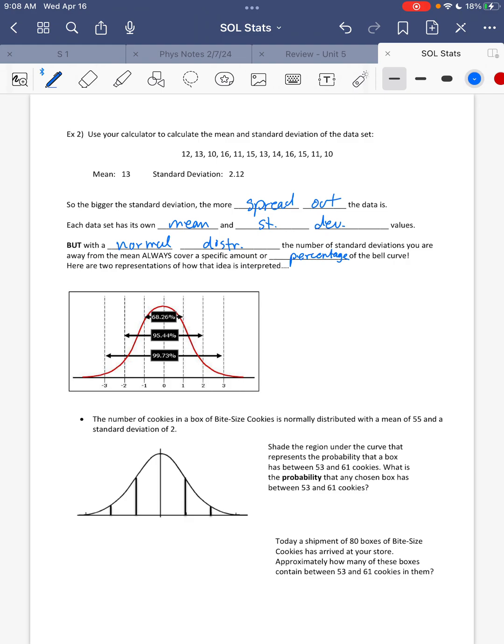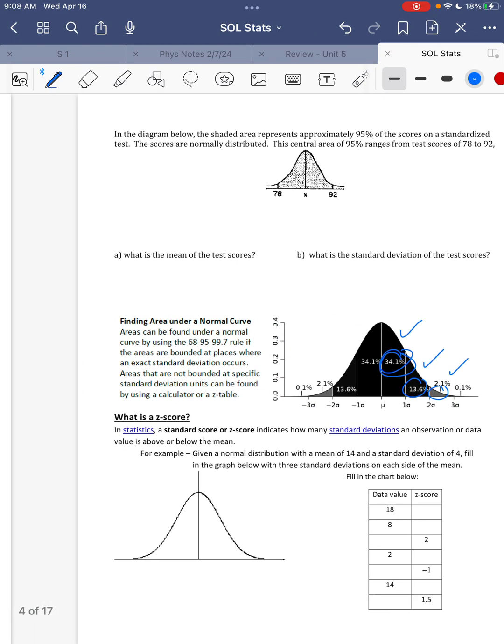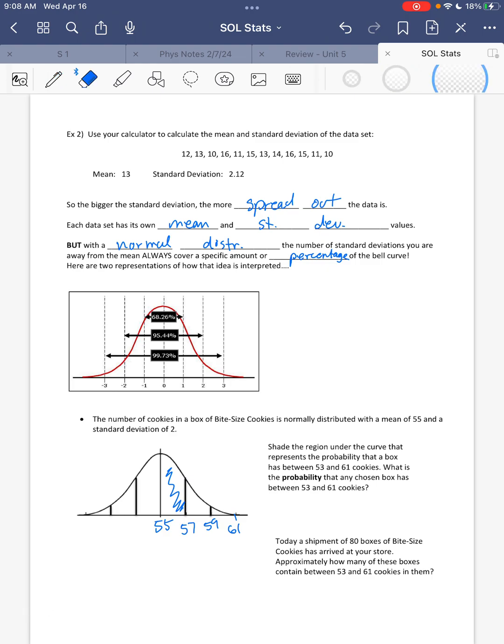Okay, all right, so let's try it a little bit here. The number of cookies in a box of bite-sized cookies is normally distributed with a mean of 55. That's going to go right here, with a standard deviation of 2. So when I jump up to the next bar, it's 57 and then 59. And there's one more over here, that would be 61. So 34% of the cookies are in this area right here, because that's what that number is. Okay, all right, and so on. Let's go ahead and number the other way as well. 55 down 2 would be 53, and then 51, and then 49.